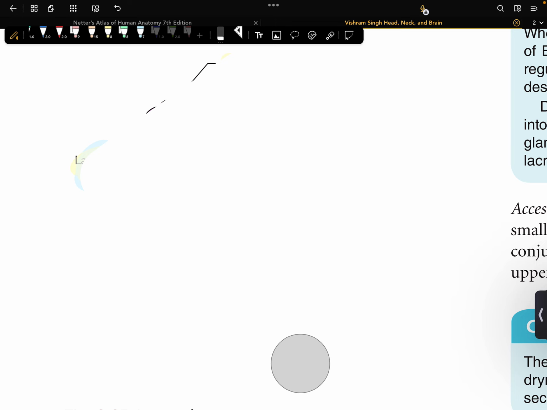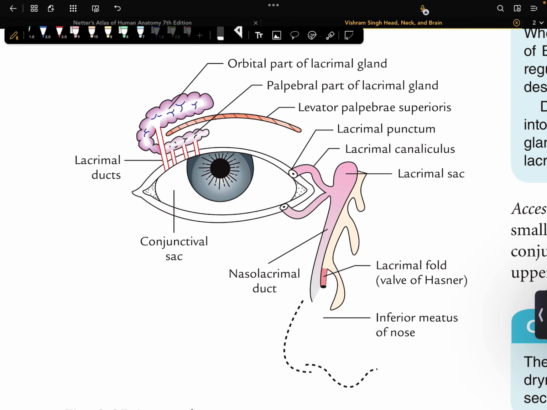What are the components of the lacrimal apparatus? The components are the lacrimal gland and its ducts, the lacrimal punctum, lacrimal canaliculus, lacrimal sac, nasolacrimal duct, and at last the conjunctival sac. From this, in a flow chart we can understand that.